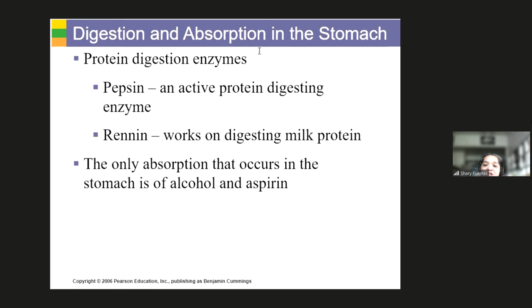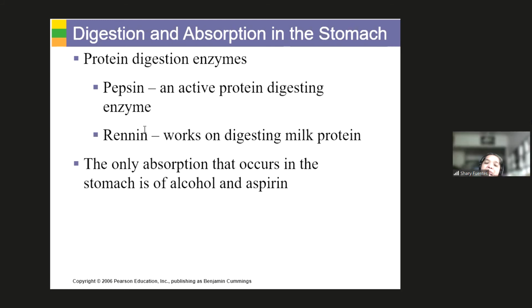We have digestion and absorption in the stomach. Protein digestion is through your pepsin, an active protein-digesting enzyme. And renin, which I mentioned earlier, is just for babies. It works on digesting milk protein. Why is renin included? Because the intake of babies is all milk. So they produce an enzyme known as renin so that their other digestive processes are not overwhelmed.